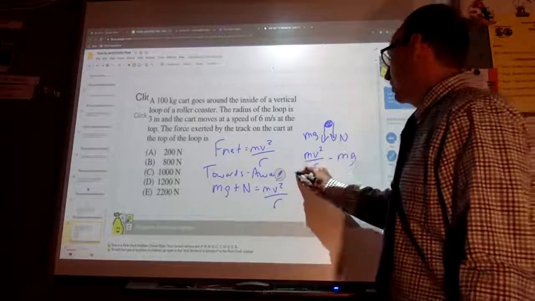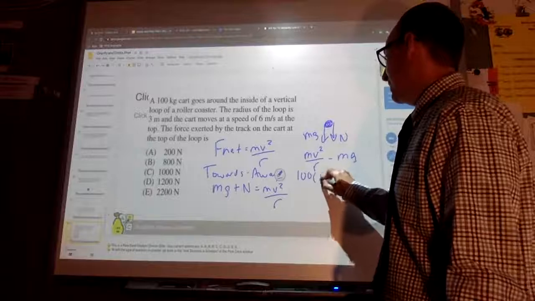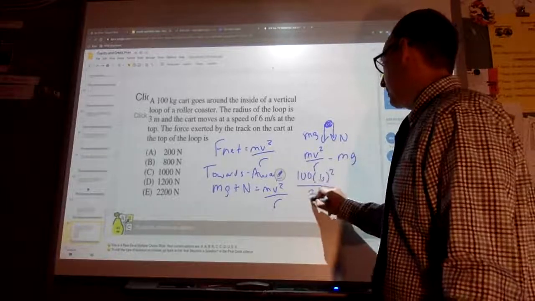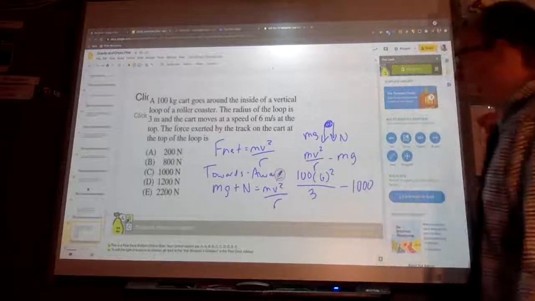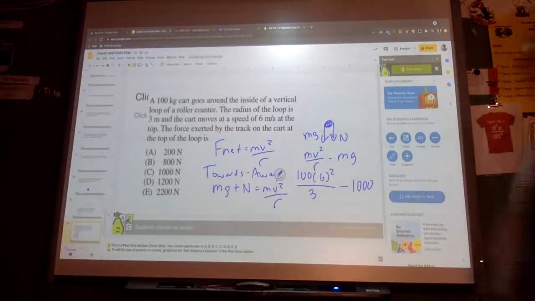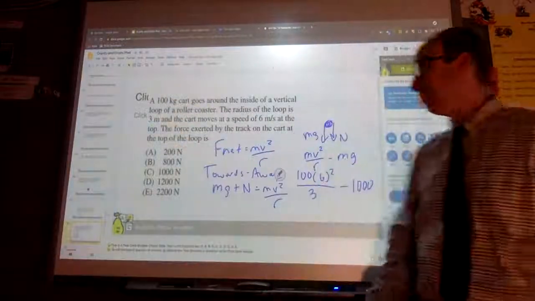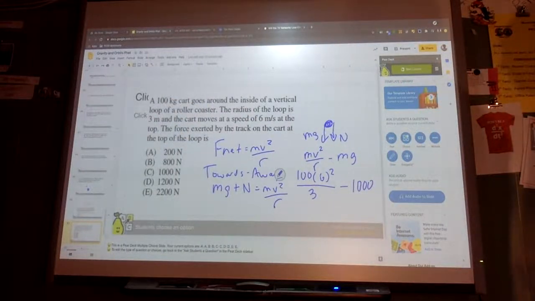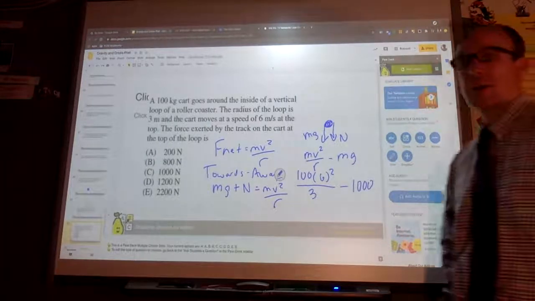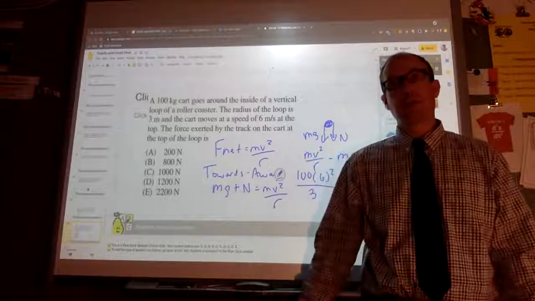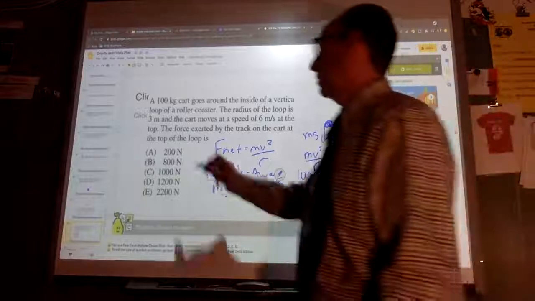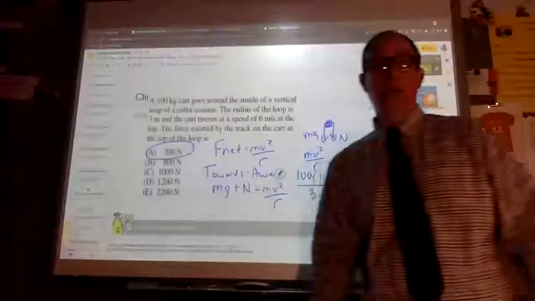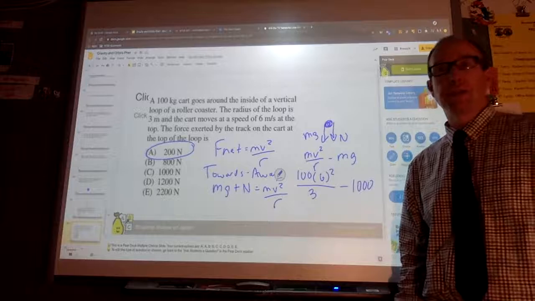minus mg. So this is 100. This is 6 squared. This is 3. And then this is 1,000, right? Because you have 100 times 10. So I have 36 times 100, which would be 3,600. 3,600 divided by 3 would be 1,200. 1,200 divided by 1,000 would be 200. So the track has to provide 200 newtons of force down for this to be able to turn.